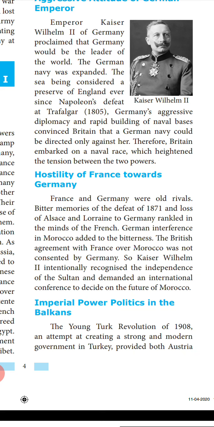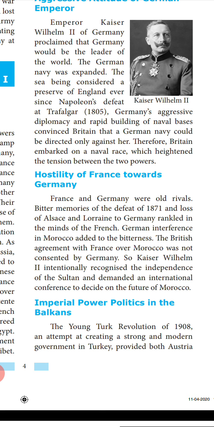இந்த 2 ஏரியாவும் வெரி ரிச் இன் ரா மெட்டீரியல்ஸ் லைக் கோல் அண்ட் அயன். And Germany rankled in the minds of the French. ஃப்ரெஞ்சுக்கு எப்படியாவது ஜெர்மனிகிட்ட இருந்து சண்டை போட்டு இந்த 2 ஏரியாவை கேப்சர் பண்ணணும் அப்படின்ற வெறியில் இருந்தான். German interference in Morocco. அப்போது ஃப்ரான்ஸ் மொராக்கோ கேப்சர் பண்ணும்போது ஜெர்மன் ஓடி போகிறான். நீ இது மொராக்கோ இன்டர்நேஷ்னல் காலனி, யாரும் கேப்சர் பண்ணக்கூடாது, நான் அவன்கிட்ட சண்டைக்கு போனான். The British agreement with France over Morocco was not consented by Germany.